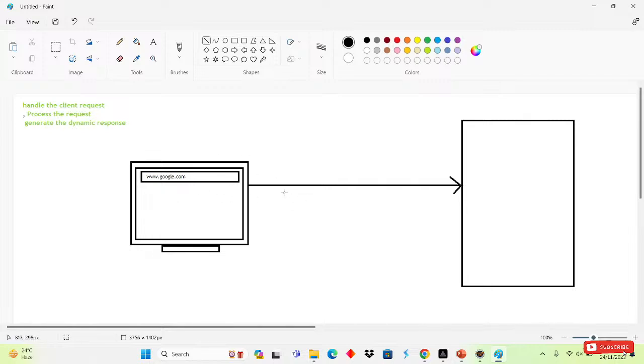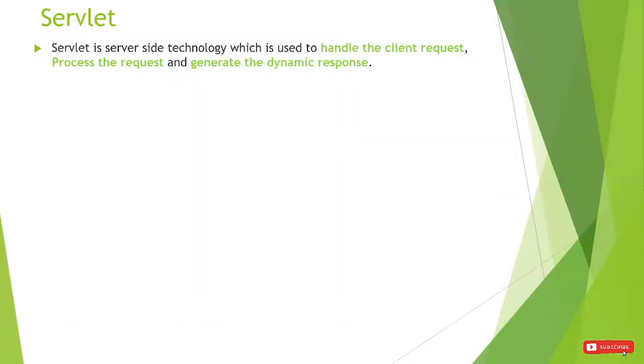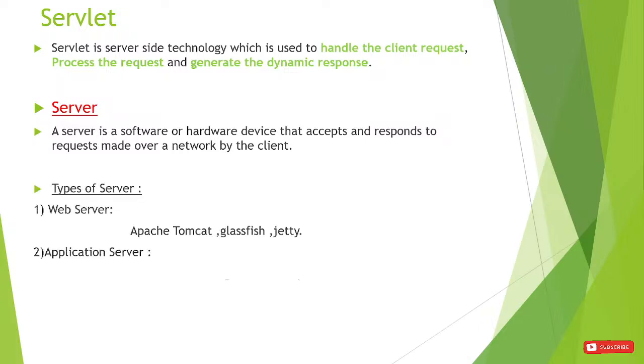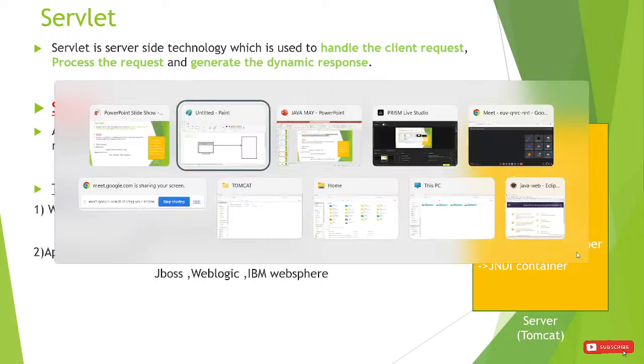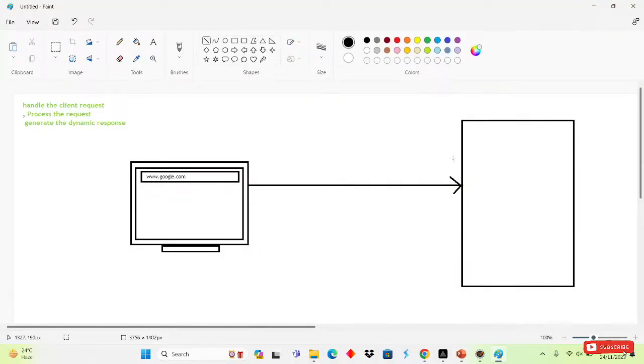Whenever we hit the URL, it will send the request, and inside the server many containers are present. See, suppose we take the Tomcat server here. Inside Tomcat we have many containers like servlet container, JSP container, security container, WebSocket container, JNDI container. These are all things present inside the server, and we are taking the Tomcat server as the example here. If we send the request and we have created the servlet, the corresponding servlet will handle that request, process it, generate the dynamic response and send it to the web browser.